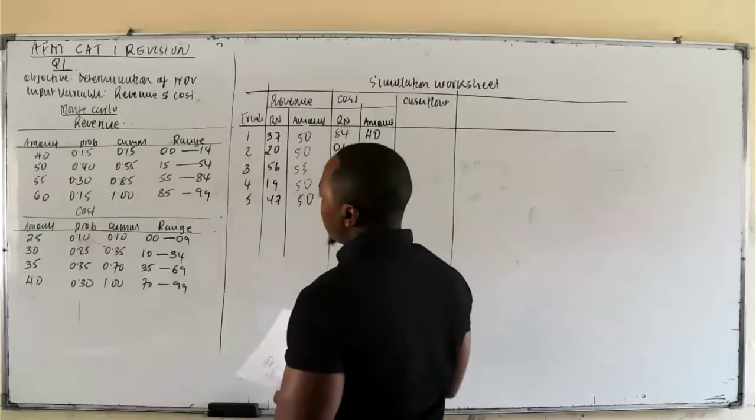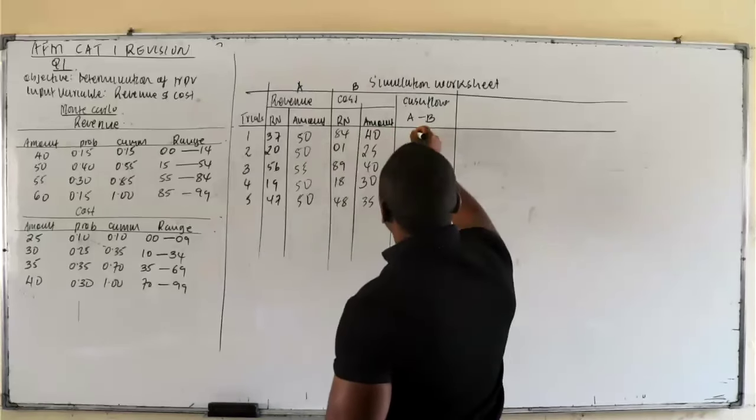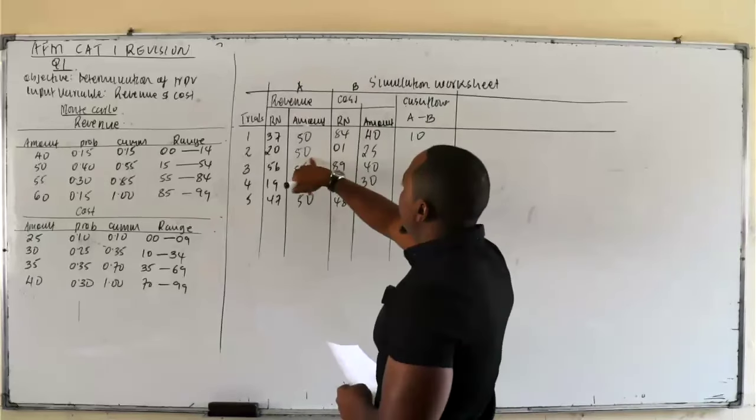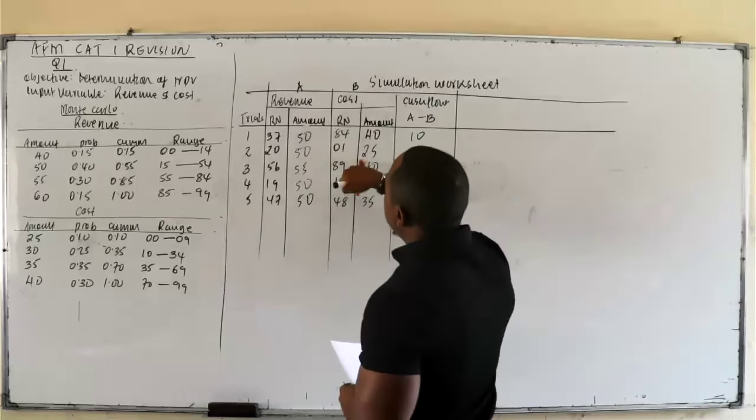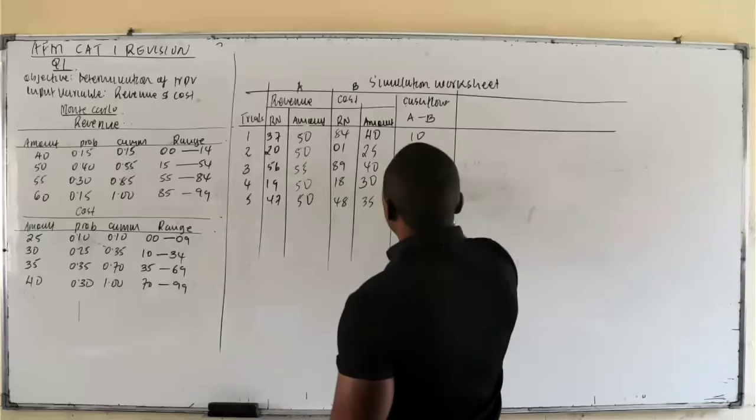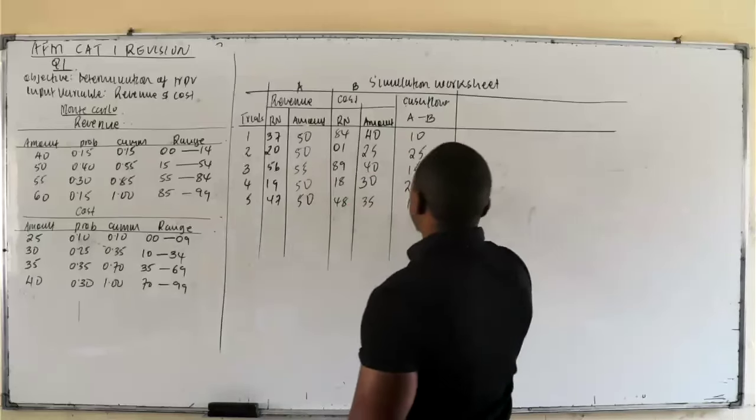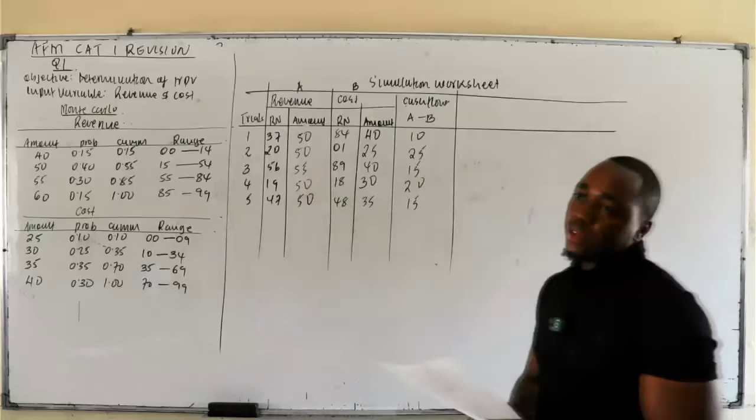Then you get the cash flow. For the cash flow, you take the revenue, call it A, and the cost, B. You take A minus B. 50 minus 40, you get an amount of 10. 50, the revenue, minus the cost of 25, you get an amount of 25. 55 minus 40, you get 15. And those are our cash flows.